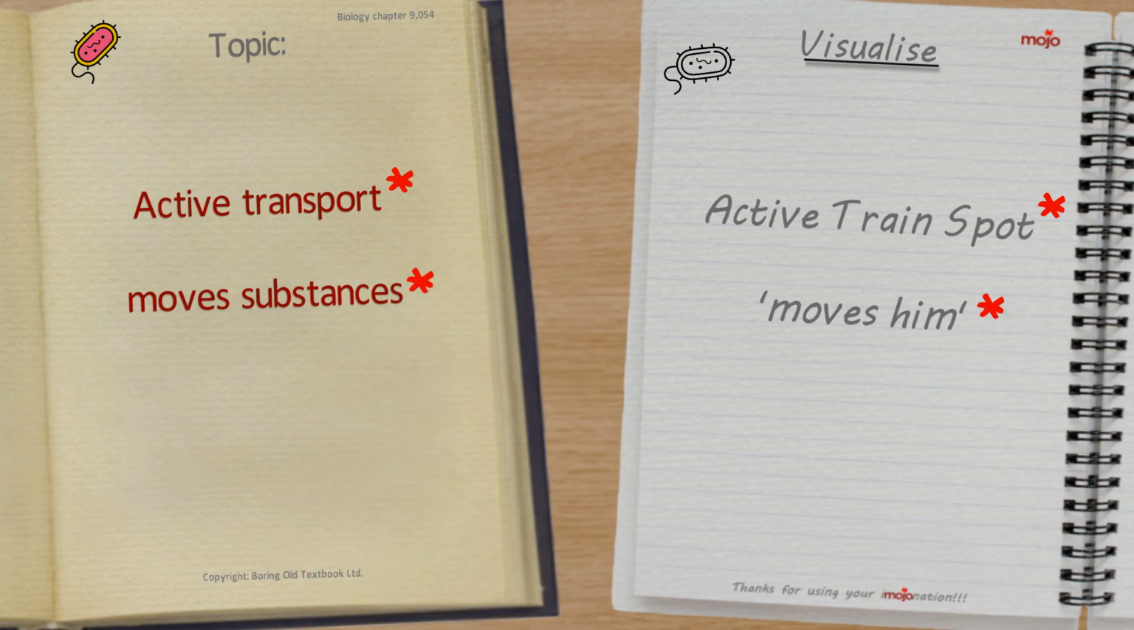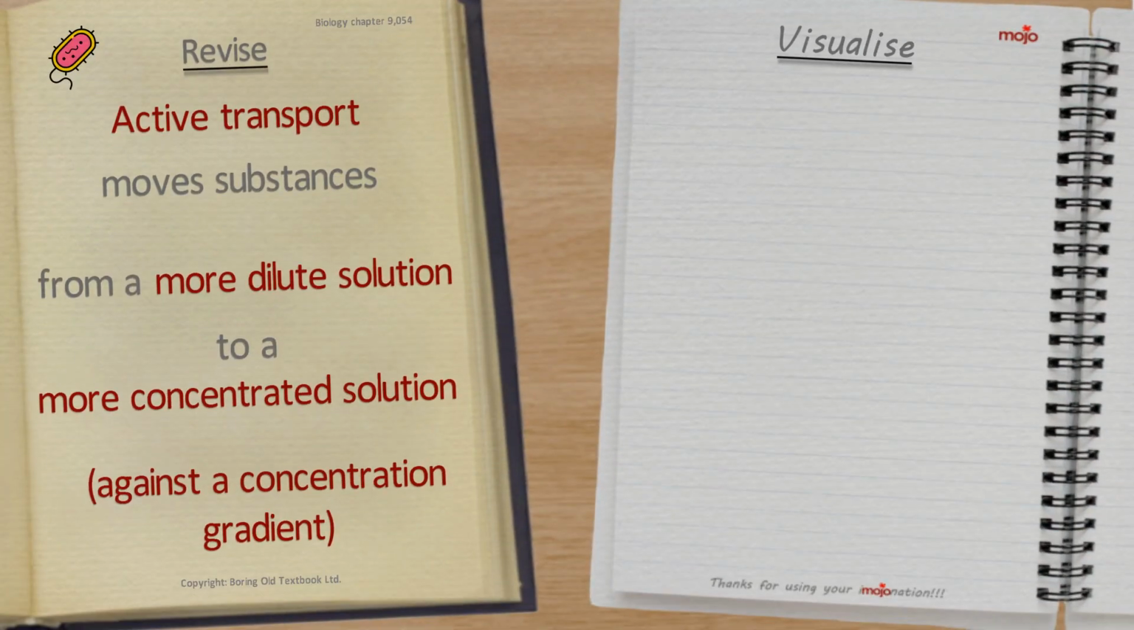So this story is about the process of active transport, a process dissolved molecules use to move across a cell membrane in a particularly special way. Active transport moves substances from a more dilute solution to a more concentrated solution against a concentration gradient.